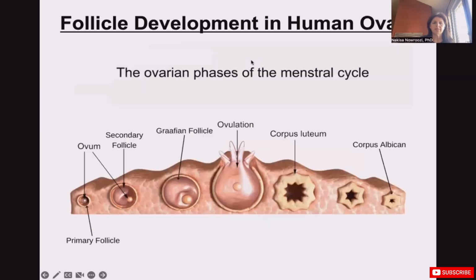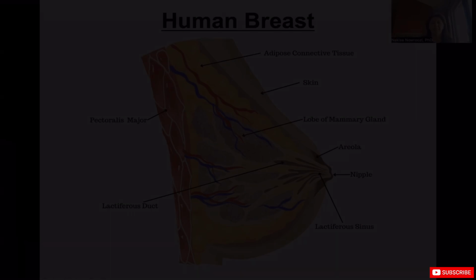Here again, we look at the follicle development in human ovaries. These are the ovarian phases of menstrual cycle. You have the ovum inside primary, secondary follicle, Graafian or ovulating follicle. Ovulation occurs. Ruptured follicle here. Corpus luteum. If no pregnancy occurs, corpus albicans.